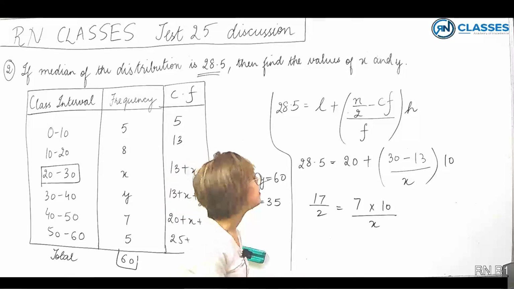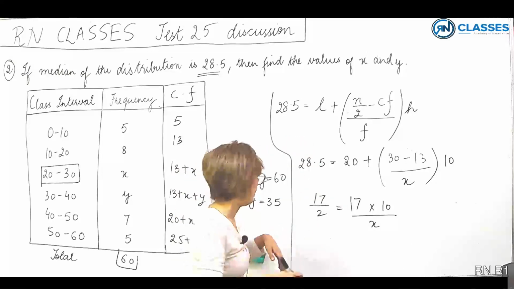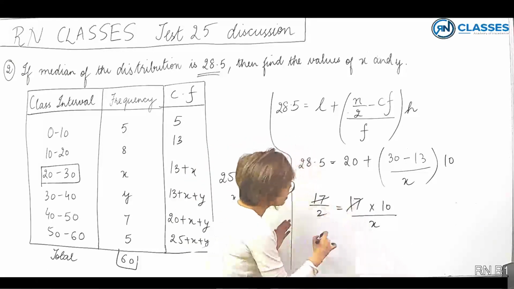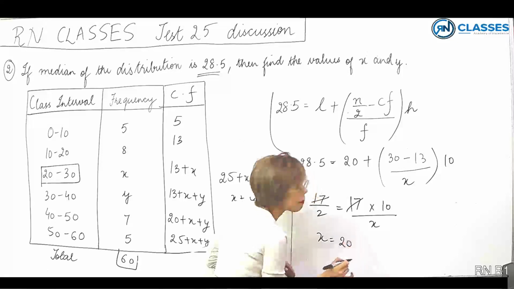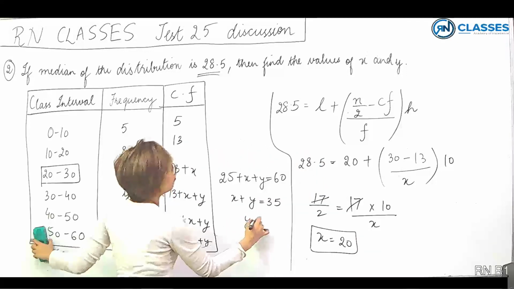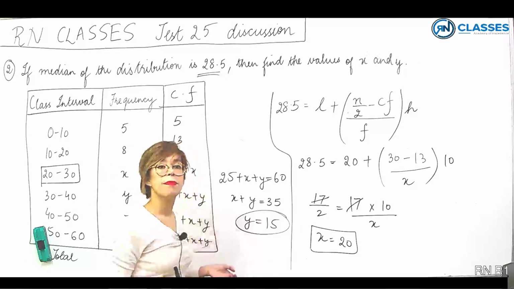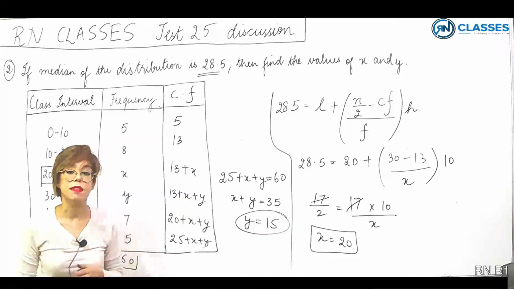30 minus 13, that is 17. How stupid I am, right? This and this get cancelled. So, x turns out to be 20, right? X turns out to be 20. What will be the value of y? Obviously, y will be 15, right? So, that's the answer. X is 20, y is 15.